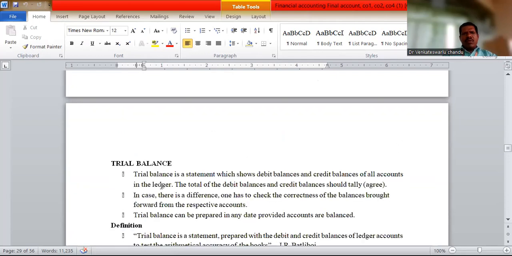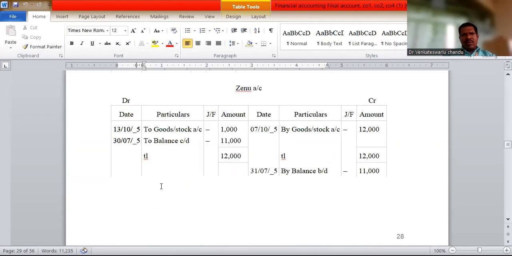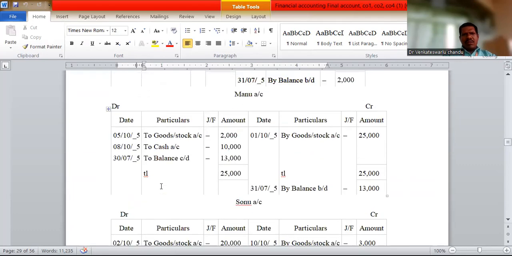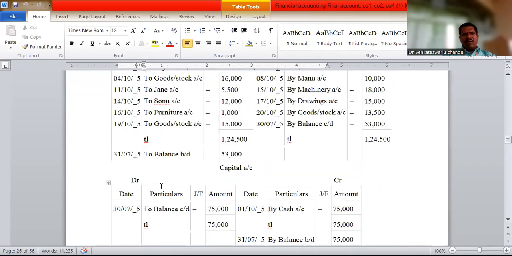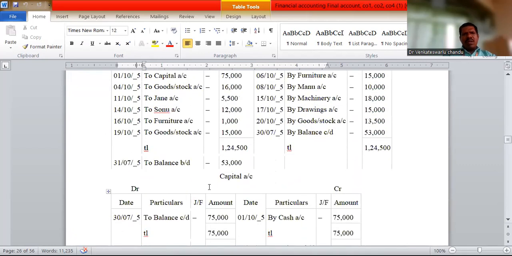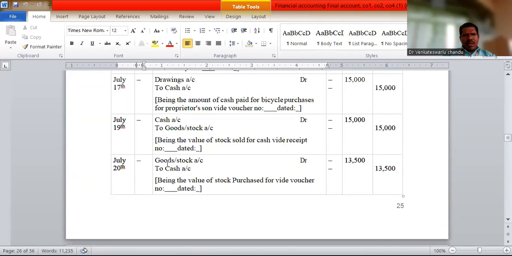In this way, we have to prepare each and every account: machinery account, drawing account, cash account, Sonu account, goods account. However many accounts are involved, we have to show each account separately and post into the debit and credit sides. For example, goods or stock on the debit side, cash on the credit side.